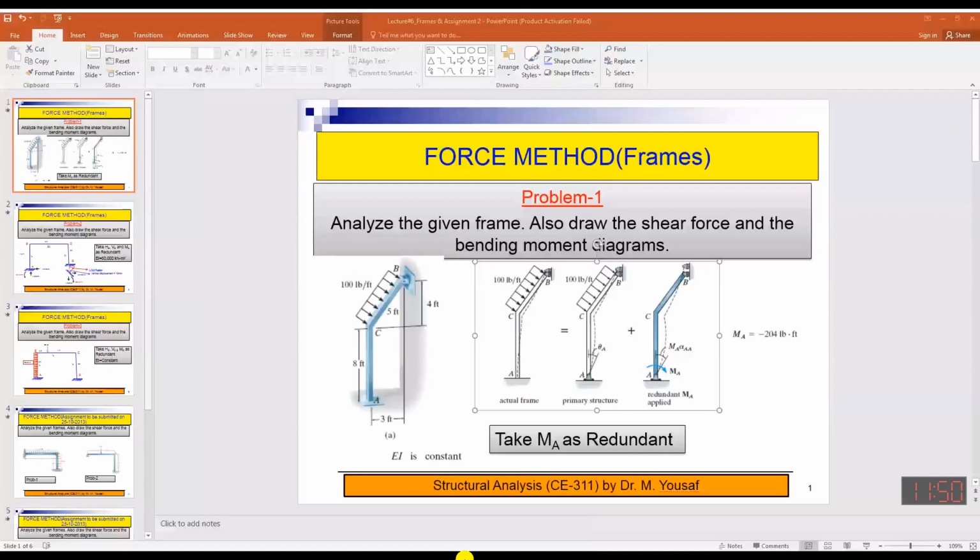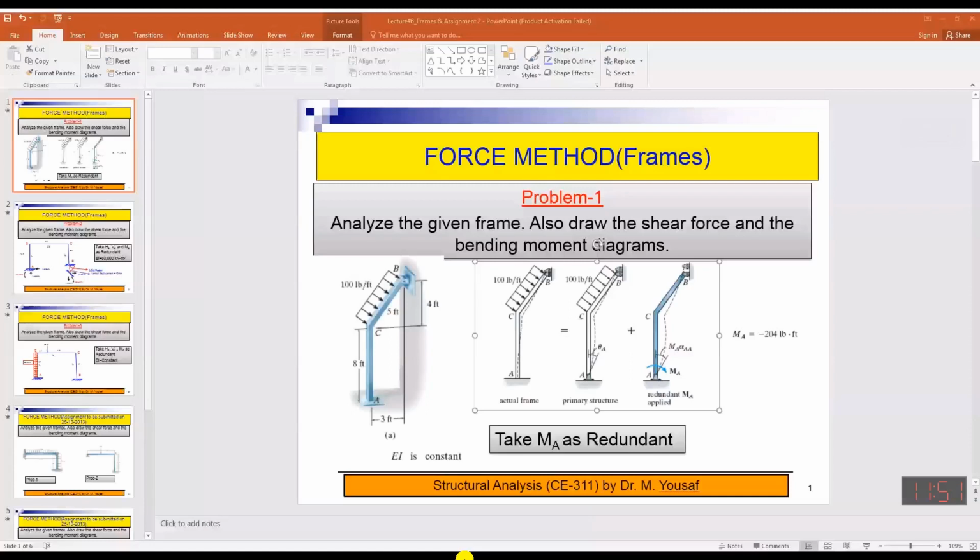When you will be isolating, you will be considering the moment as redundant. Then the structure will be rendered as a hinge support, and then this will become determinate and it will become the stable structure. It should be noted. ठीक है? So under its effect, ये जो है ये अंदर bend होगा और ये हमारा primary structure है.